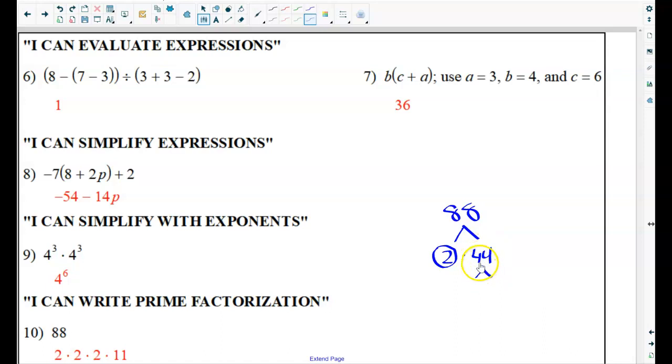It's got other factors like 2 times 22. Okay? I'm circling the prime. This one I don't circle, which means it's composite. 2 times 11. This is a prime factor. This is a prime factor. Now that I've got nothing but primes, I can list them. And these are the prime factors.